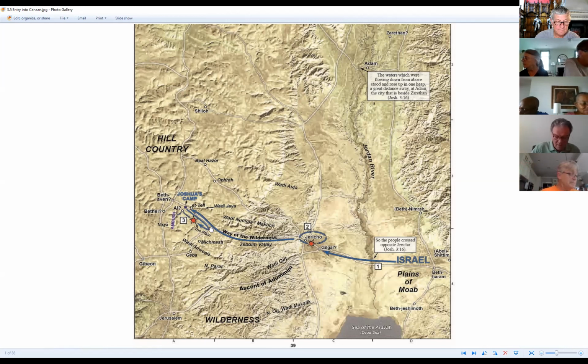And all the people that were in Ai were called together to pursue after them. And they pursued after Joshua and were drawn away from the city.